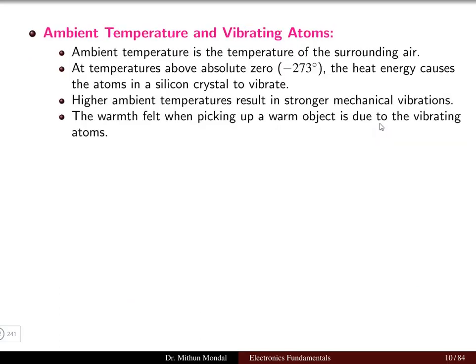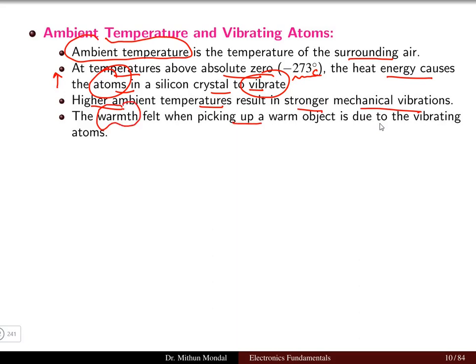We know that the surrounding air temperature is known as the ambient temperature, and at temperatures above absolute zero, which is minus 273 degrees centigrade, the heat energy causes the atoms in a silicon crystal to vibrate. So the atoms will vibrate when the temperature increases. Higher ambient temperature results in stronger mechanical vibrations. And the warmth we feel when picking up a warm object is due to the vibrating atoms. So the atoms present in the crystal will vibrate, which results in the warmth felt in the warm object.